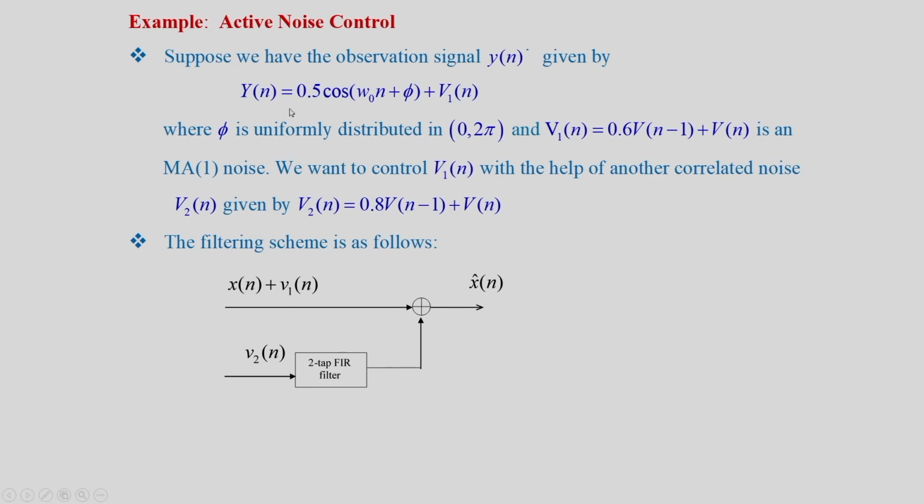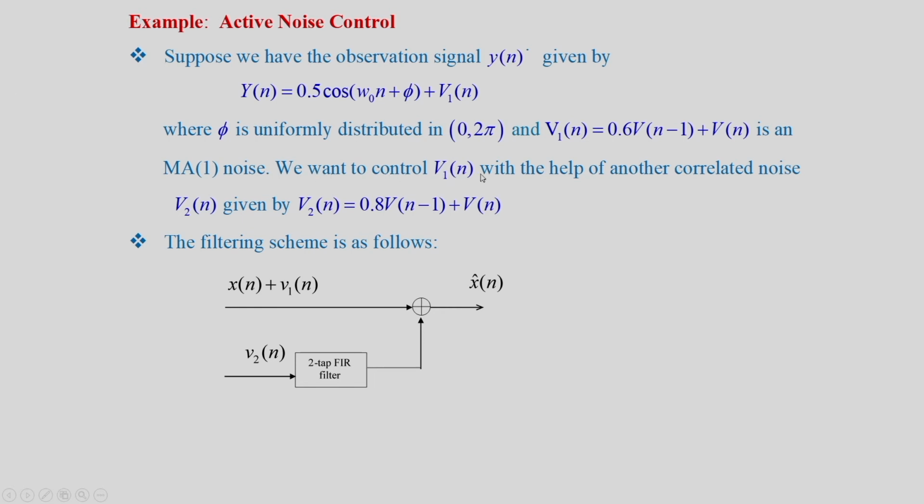Let us consider one example. This is a very important application, known as active noise control. If we have to cancel the noise in a recording room, then active noise control can be applied. Suppose we have the observation signal y n given by y n is equal to 0.5 cos omega naught n plus phi plus V1 n. There is a noise in the signal, where phi is uniformly distributed in the interval 0 to 2 pi and V1 n is equal to 0.6 v n minus 1 plus v n. This is known as a moving average model, MA1 noise. So, the signal y n is a cosine function plus some noise.